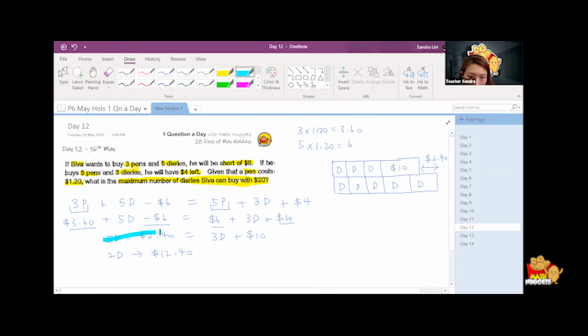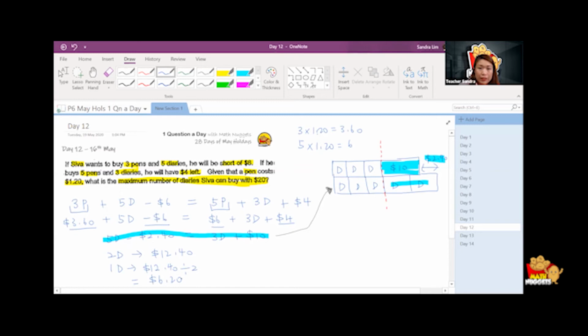Okay, this equation can be understood this way. Okay, which means what? If you extend the lines here, you see this part? $10 together with the 240, it makes up what? 2 diaries. Okay, so you know that 2 diaries is $12.40. So from here, we can find out what's 1 diary, which is $12.40 divided by 2, and we will get $6.20.